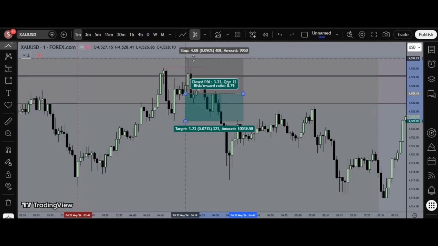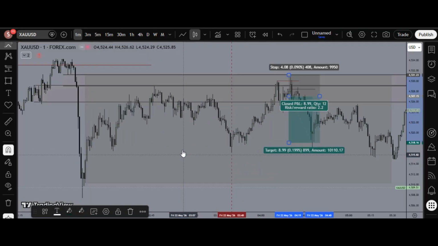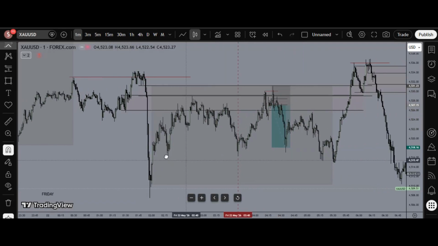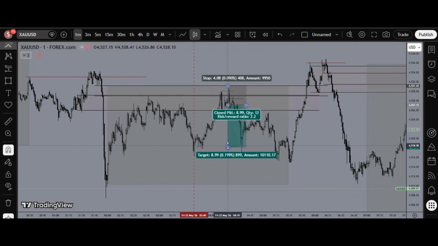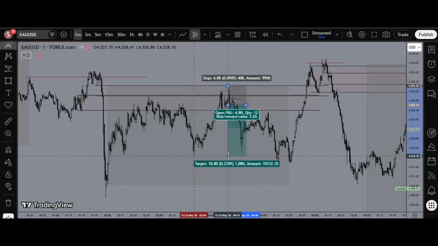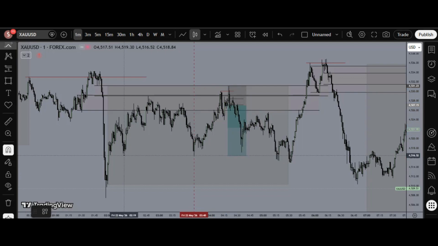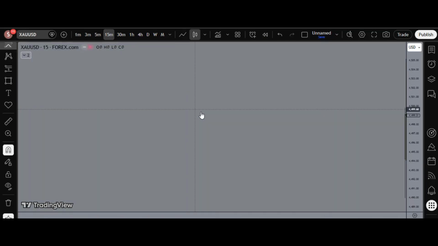Stop loss here. Target 1 to 2, or this low. And target this low because they are equal lows here. Equal low. So that's why I said this trade is not entirely a failed trade. Okay. All right, let's move to the next example.